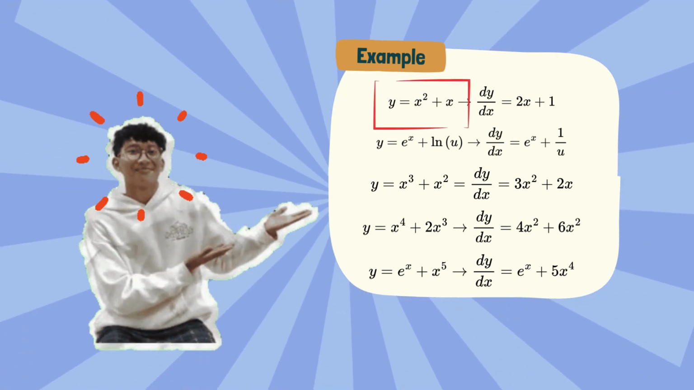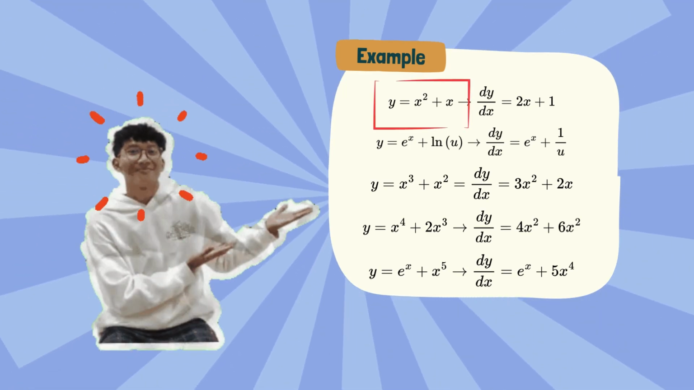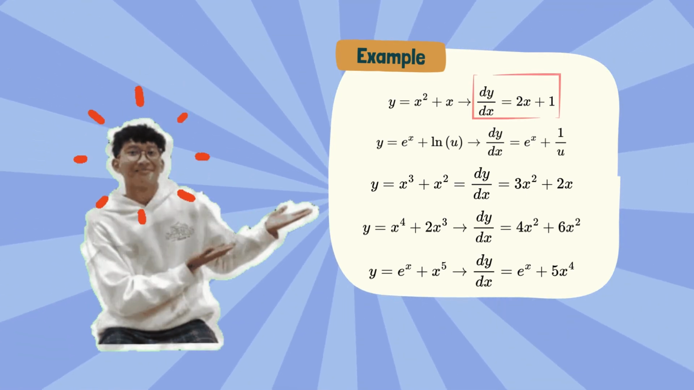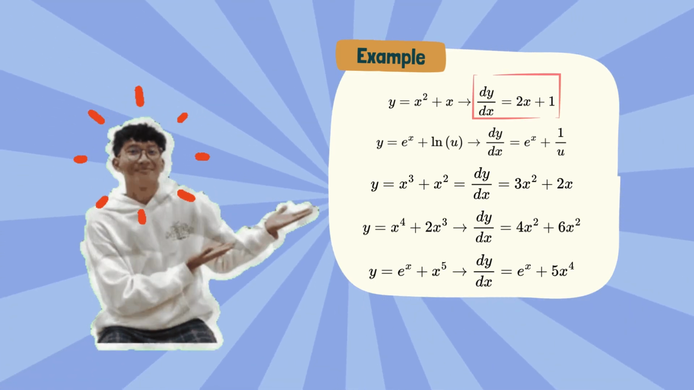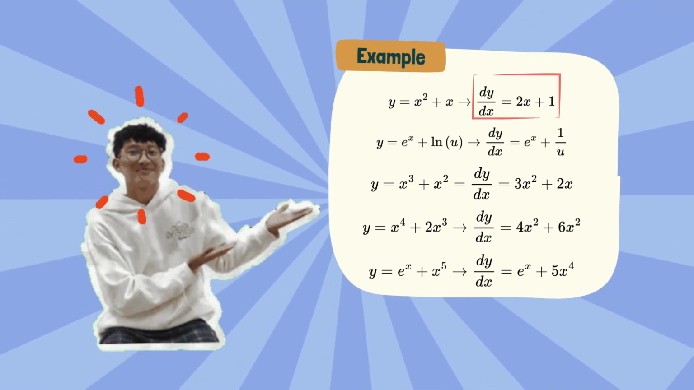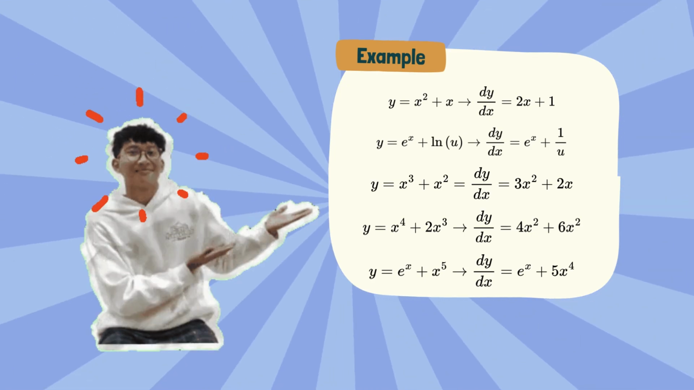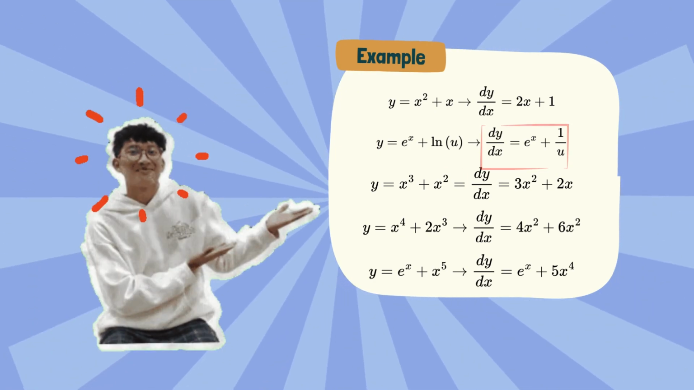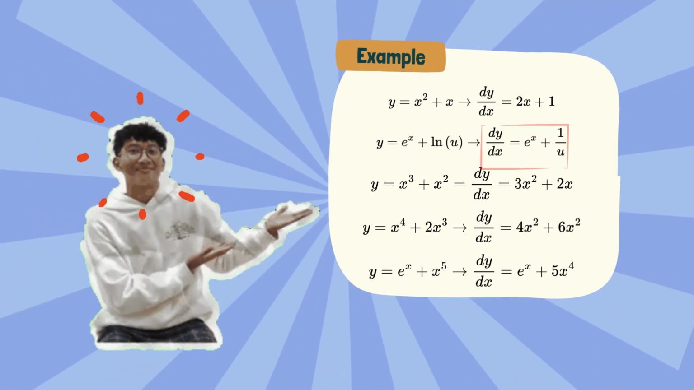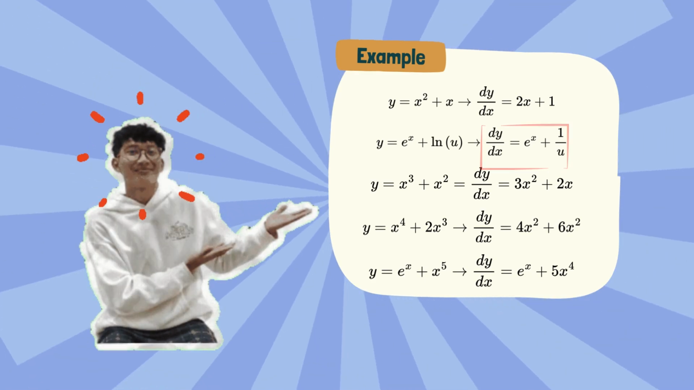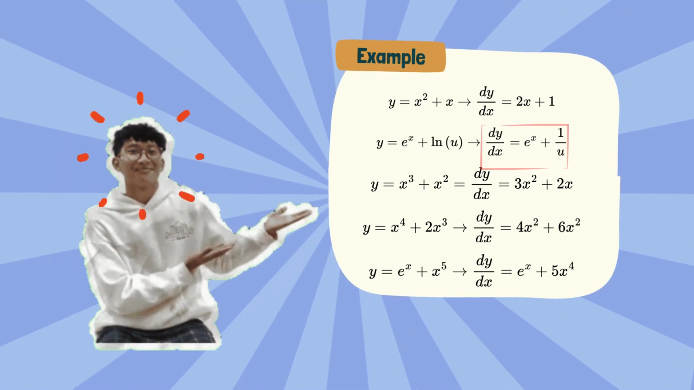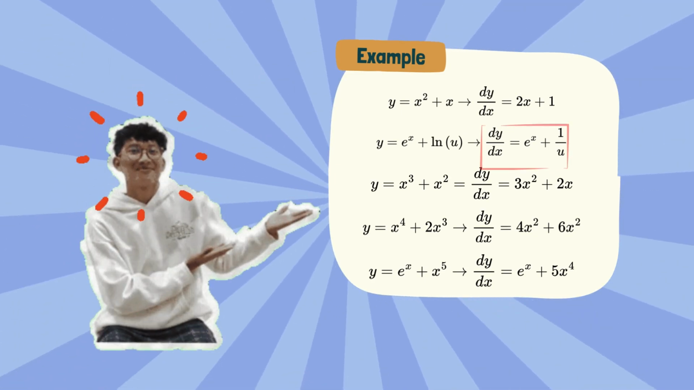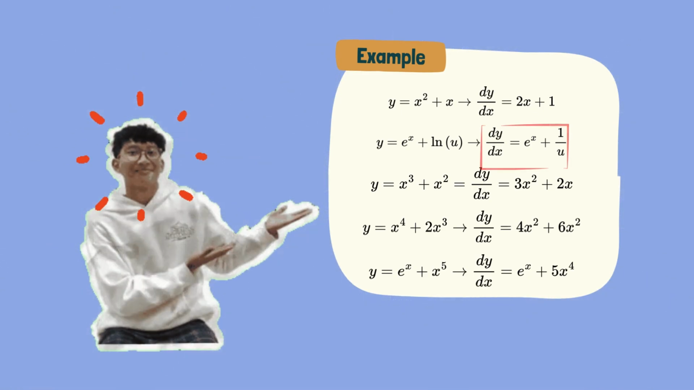When y equals x power of 2 plus x, you have to differentiate it separately. X power of 2, you will get 2x, and x you will get 1. So the answer is 2x plus 1. Another one is e power of x plus ln u. You just have to use the rules before this to differentiate it separately. E power of x you will get itself, and ln u you will get 1 over u. And the final answer is e power of x plus 1 over u.